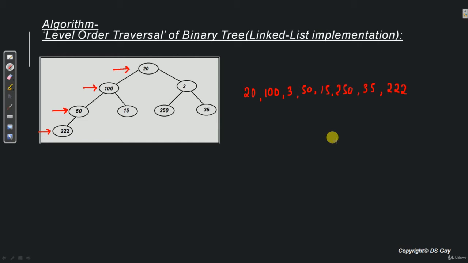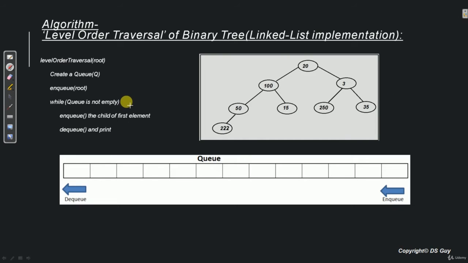Now let's see how the algorithm for this looks. Fine. So the algorithm is very simple. It uses a queue to do a level order traversal. Now remember that in our previous traversals we were using a stack, but in case of a level order traversal we will be using a queue. So what is the algorithm? It takes a root as an argument, it creates a blank queue and then it enqueues root.